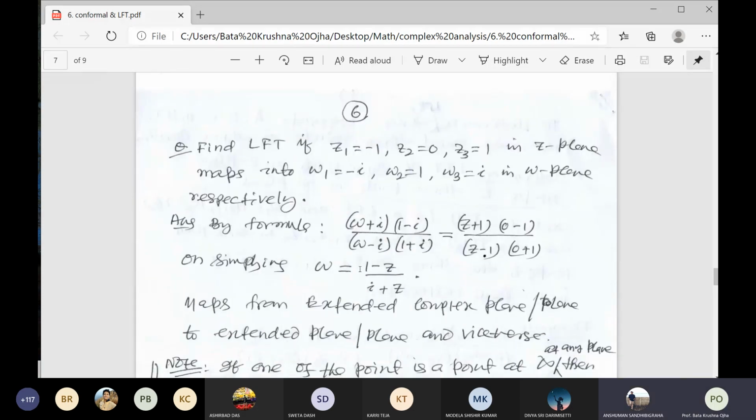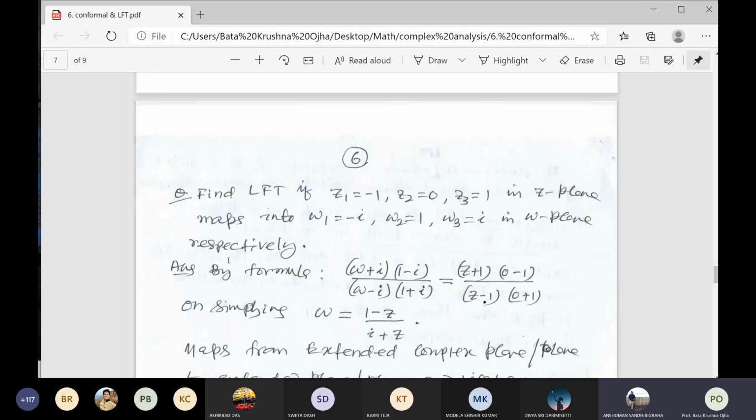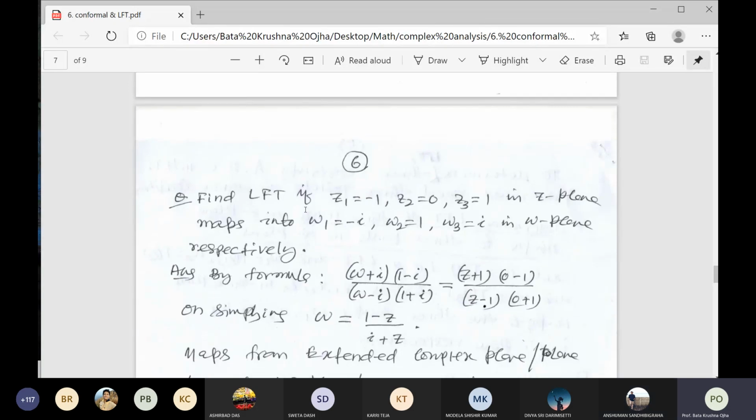So now you see, sir, the question. 10 minutes left. Just see the questions. Find an LFT if Z1 is equal to -1, Z2 is equal to 0, Z3 is equal to 1 in the Z plane, maps to W1 equal to -i, W2 equal to 1, and W3 equal to i. You see, none of the points are infinity. -1, 0, 1 in the Z plane maps to -i, 1, and i in the W plane.